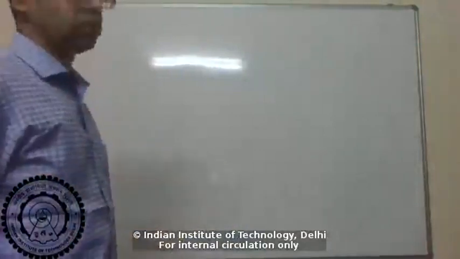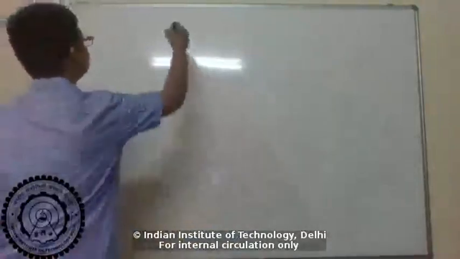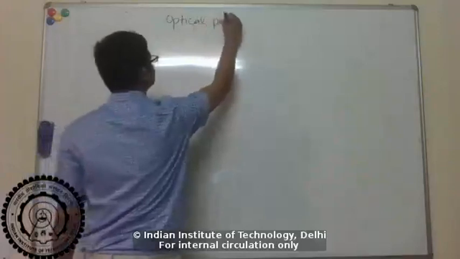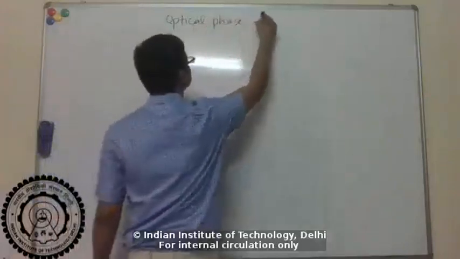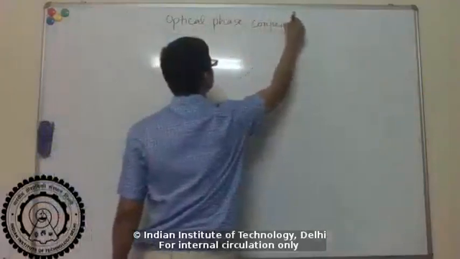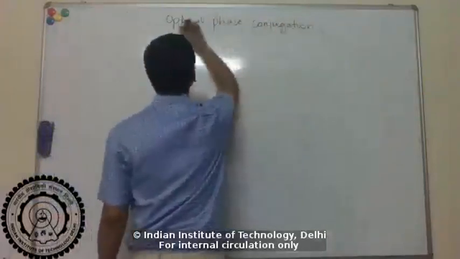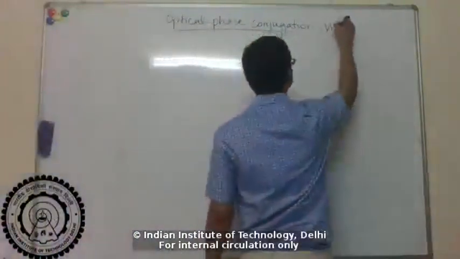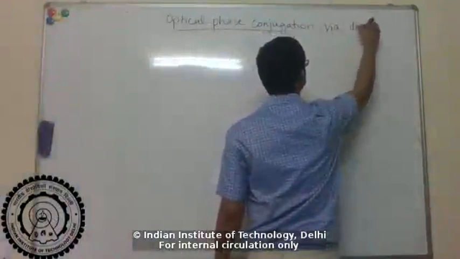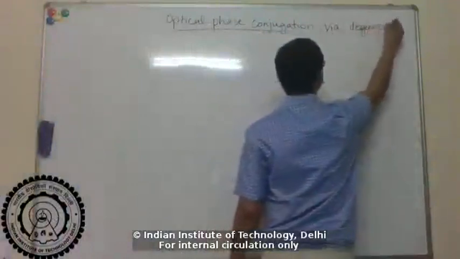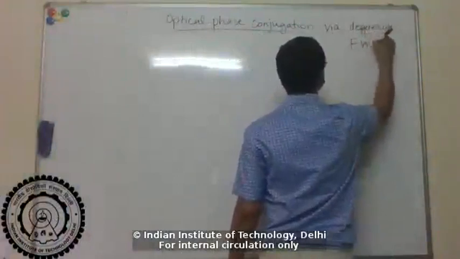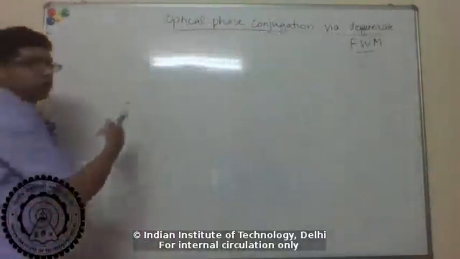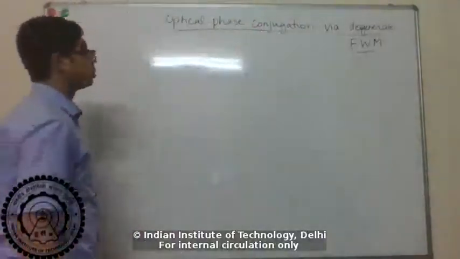So we'll continue from the last class. We were discussing optical phase conjugation, which you're doing via degenerate forward mixing. Right, so we discussed the concept of optical phase conjugation.